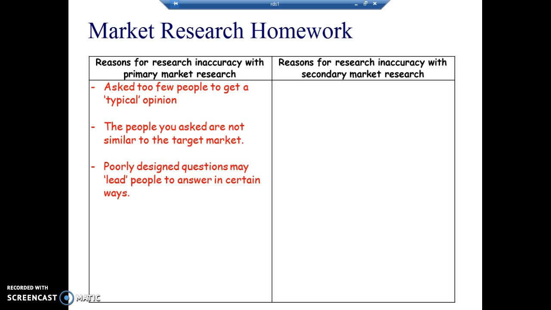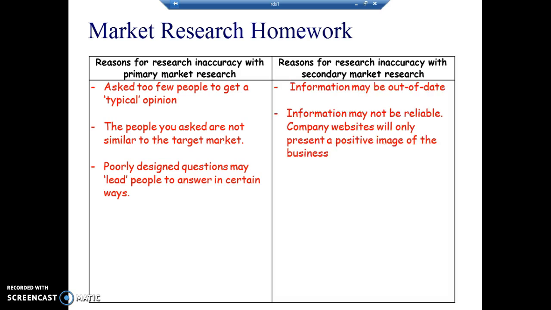If your questions, and I spoke about this with the last slide, if the questions are leading, it may get your customers to answer in a certain way. So if it leads them or is biased, if it's phrased in an overly positive way, then you may find that people answer the question more positively than if it was phrased in a neutral manner.